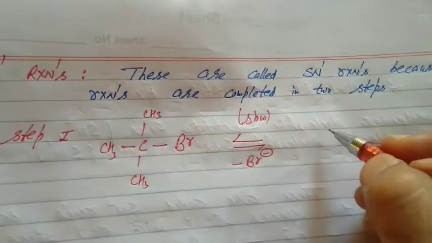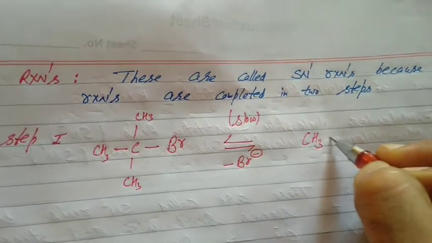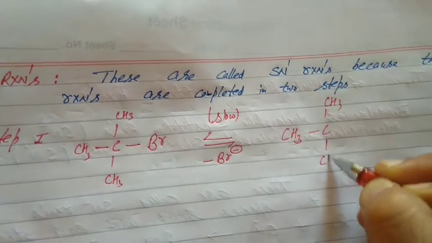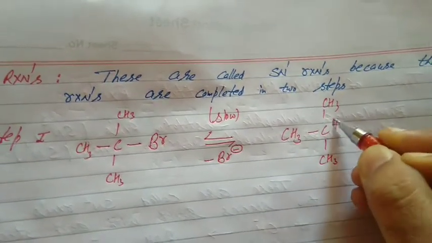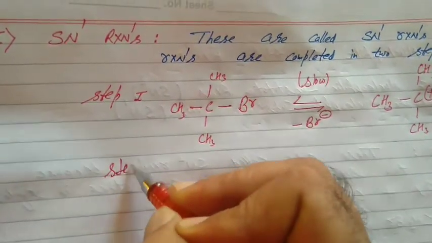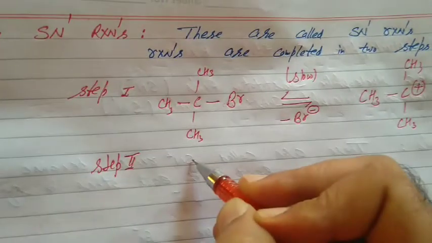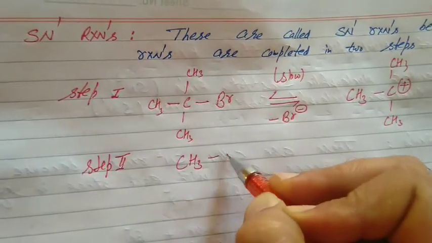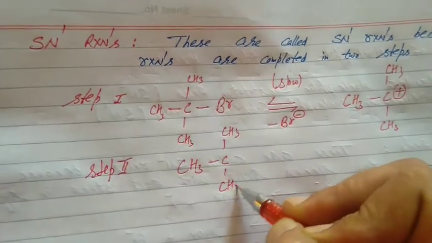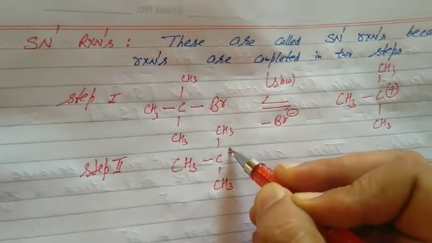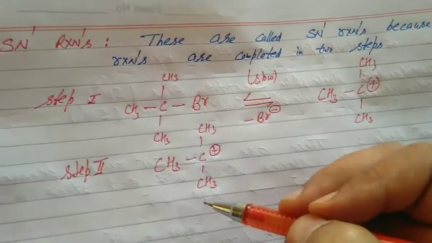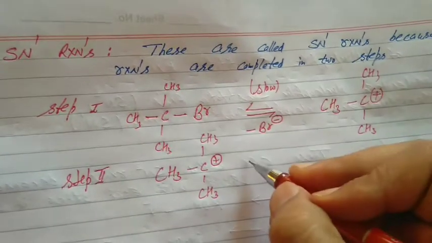Its leaving group, CH3, carbocation is formed. Now in the second step, the nucleophile will attack on this carbocation. Step 2: the product of step 1 must be the reactant in the second step, that is the carbocation. Why do we start from 3-degree haloalkane? Because the tertiary carbocation is more stable. That's the reason whenever there are 3-degree haloalkanes, they undergo SN1 reactions.